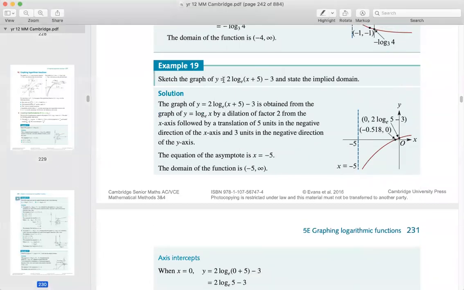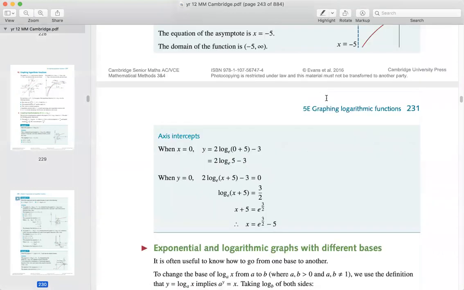For the next one, again, they involve translations and dilations, but not reflections. So find the asymptote, then find the intercept, then draw the graph. That's the way we do the logarithm graph.